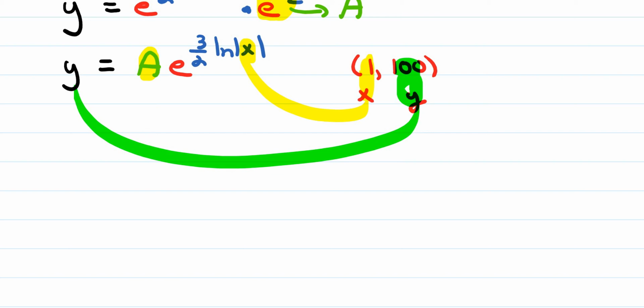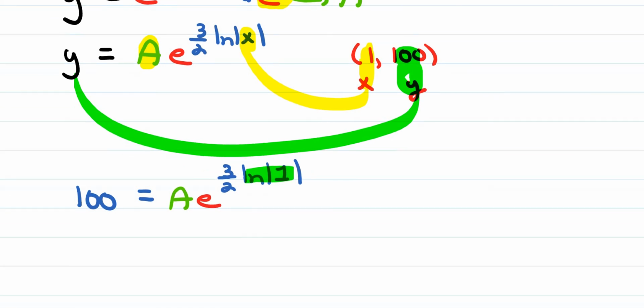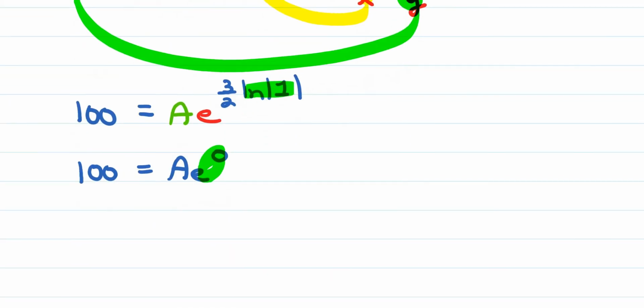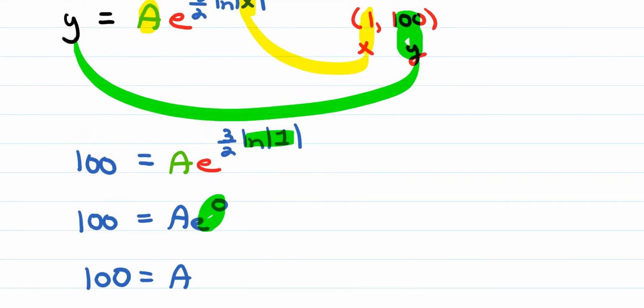Okay, let's go ahead and continue solving the problem here. So I have 100 equals A, which I think I used green here, so A, and then e to the power of 3 over 2 times ln of absolute value of 1. And remember, the ln of 1 is going to be 0. So if I continue here, 100 equals A e to the power of 0. And e to the power of 0 is simply going to be 1. So this is now A equals 100. So after all that work, we found out that A equals 100, and now we need to go off and finish off our final answer here.